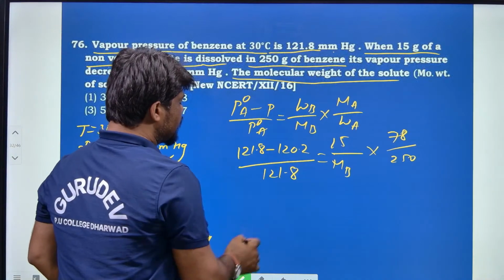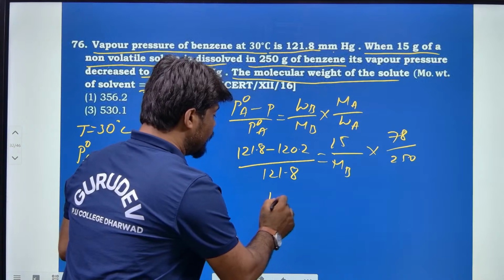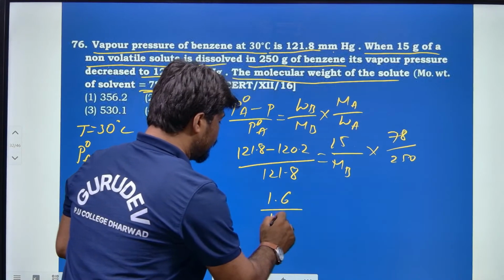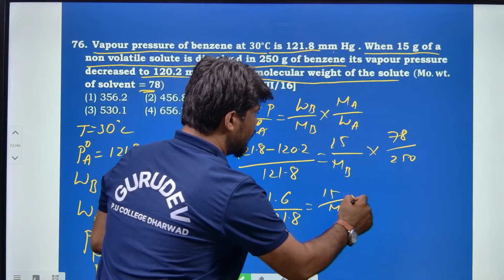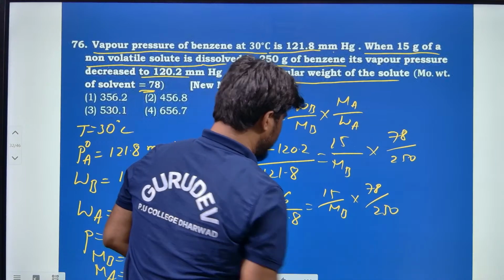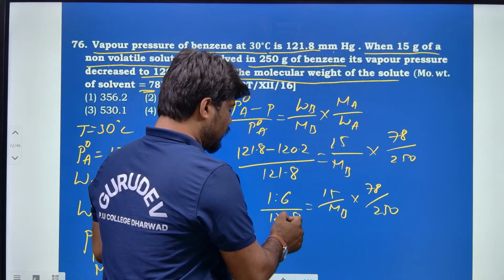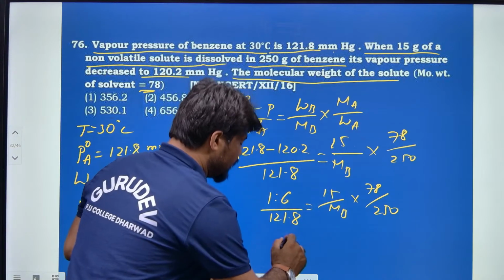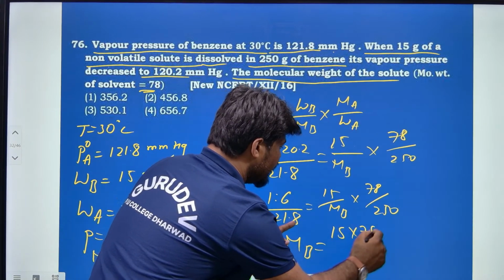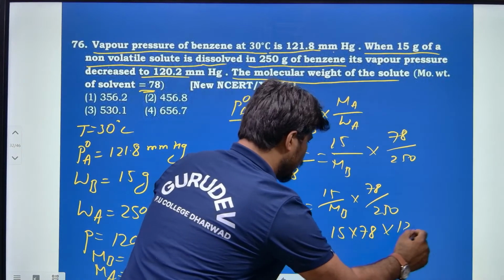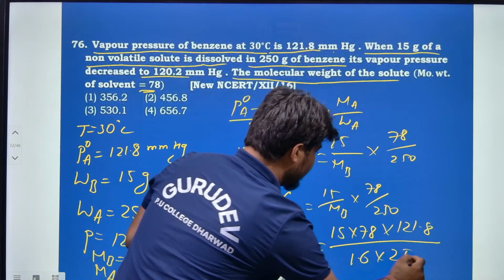So now you just subtract this one: 121.8 minus 120.2, I can get 1.6. So 1.6 divided by 121.8 is equal to 15 divided by MB into 78 divided by 250. I will cross and rearrange. Take this 1.6 here and 121.8 upside, and take the MB here. So MB is equal to 15 into 78 into this one, I will take upper side, so 121.8 divided by 1.6 into 250.